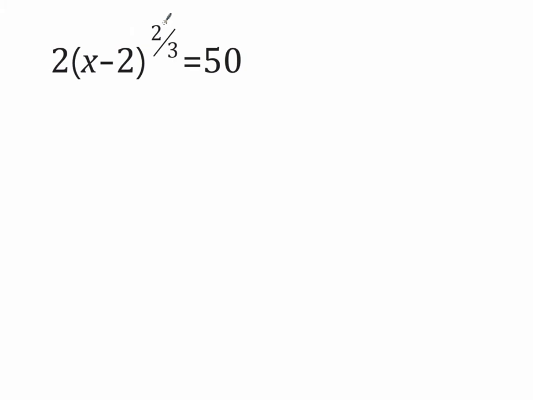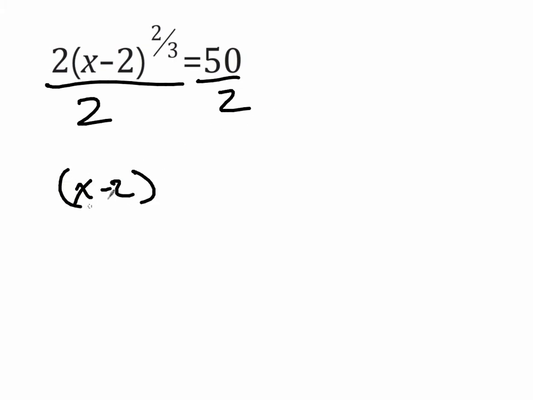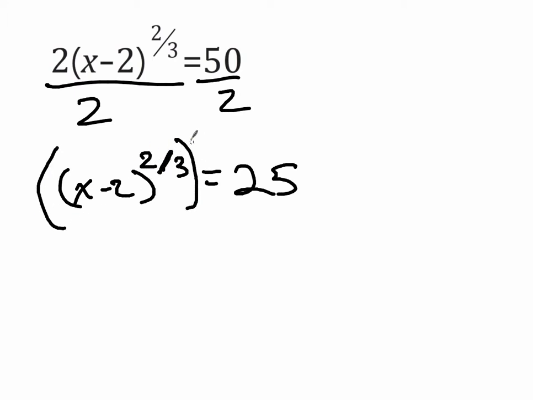2 is not being raised to the 2/3, and we're solving for the variable anyway. So let's get 2 on the other side of the equation. We now have x minus 2 raised to the 2/3 is equal to 25. Alright, so now what do we do? Well, there's a couple ways to solve this problem. The first thing that you could do is you want to get rid of this fractional exponent. One way to do that is to raise everything to the power of the denominator.